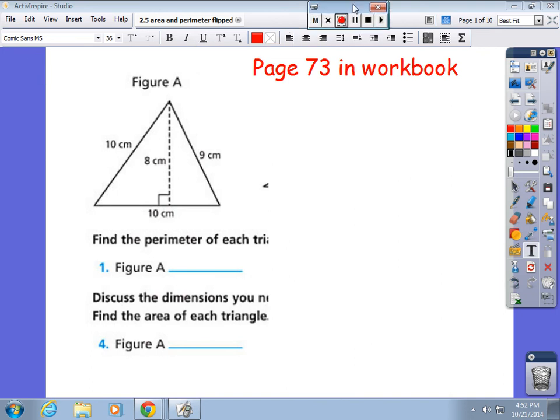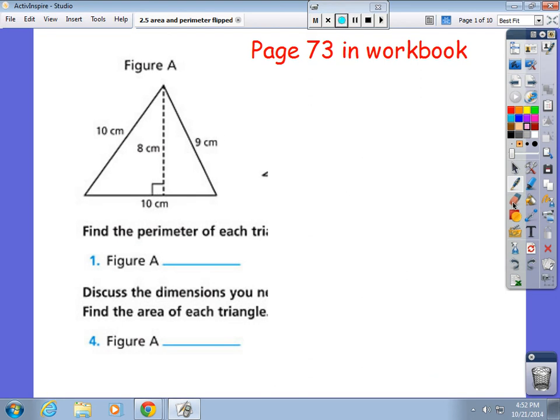I am here to talk to you about page 73 in your textbook and page 74. We're going to start on page 73. We've been working really hard in class on area and perimeter, so we're going to do that more with triangles and parallelograms.